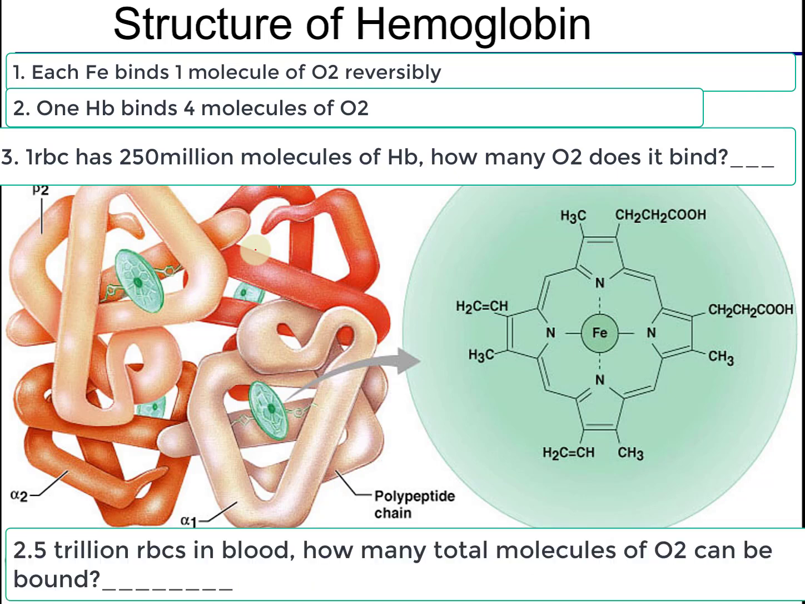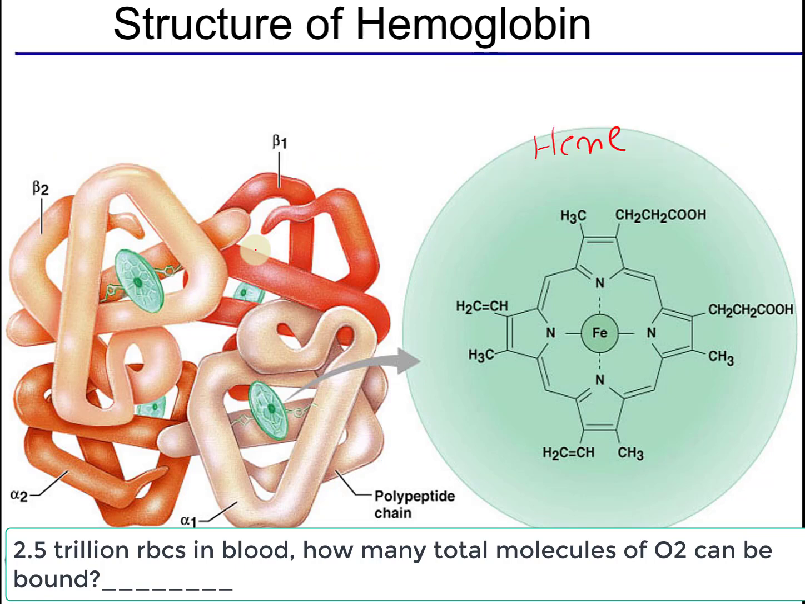blood cells. So how many molecules of oxygen can the blood in your body bind? Too many to count is a good answer, or 2.5 times 10 to the 30, which means add 30 zeros after 2.5. The point here is that hemoglobin is very efficient at binding oxygen. And so our bodies are able to carry more oxygen than we need.